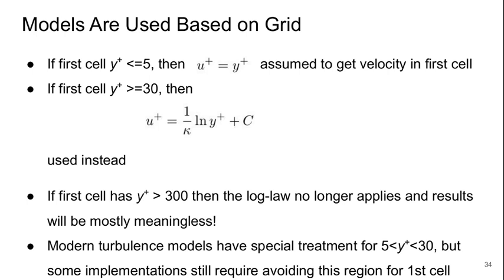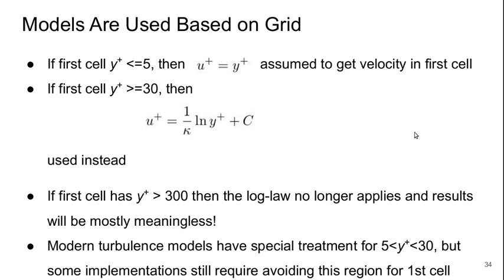And how these near-wall models are used is based on our computational grid, and we'll talk more about grid generation a little bit later today. If the first cell has a y plus less than 5, then basically we use u plus equals y plus to get the velocity in that first cell. And if the first cell has y plus greater than 30, then we can use the log law of the wall instead. If the first cell has y plus more than 300, then the log law no longer applies, and essentially the results are going to be meaningless. So we need to make sure that that doesn't happen.